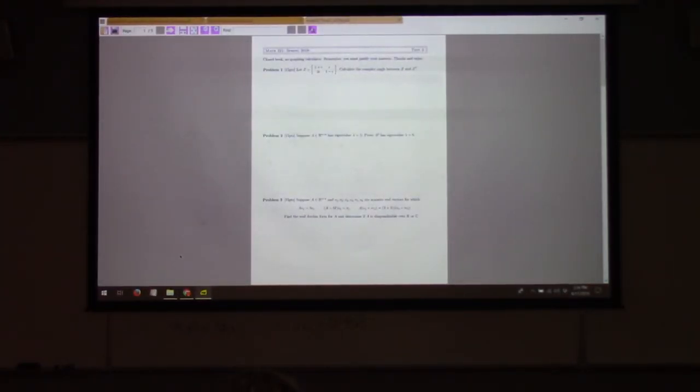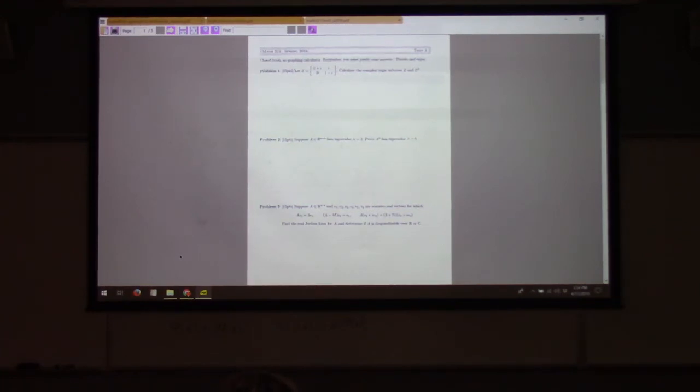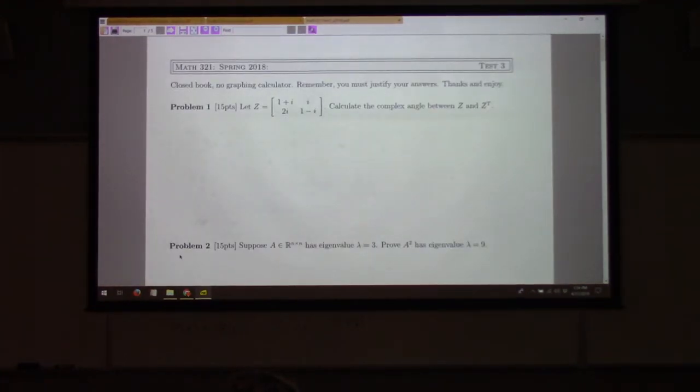So probably test 3 is from last year. I'll look at the solution here in just a second. Let me show you the problems without solutions just to start with. On your website? It's not. I'm lazy. So calculate the complex angle between z and z transpose would be a problem. I'm just going to read through these real quick, and then I'll put up the solution. That way people can write them down and work on them without seeing the solution if they want.